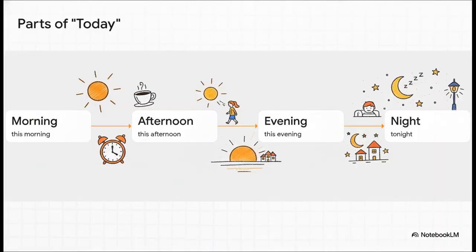But of course, today isn't just one giant 24-hour block, right? We naturally break it down into smaller, more manageable pieces. We've got this morning for the early part, this afternoon for after lunch, and then this evening or tonight as the day starts to wrap up.